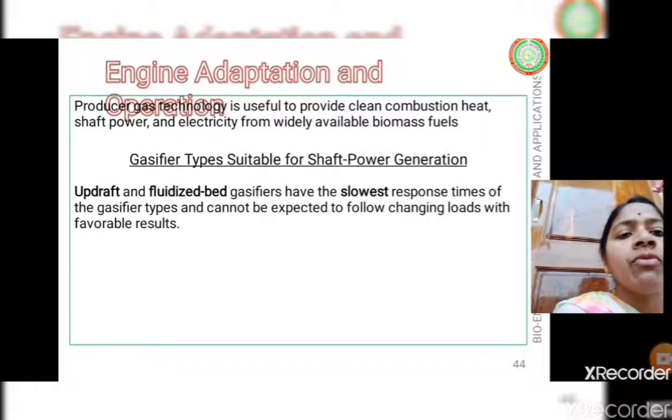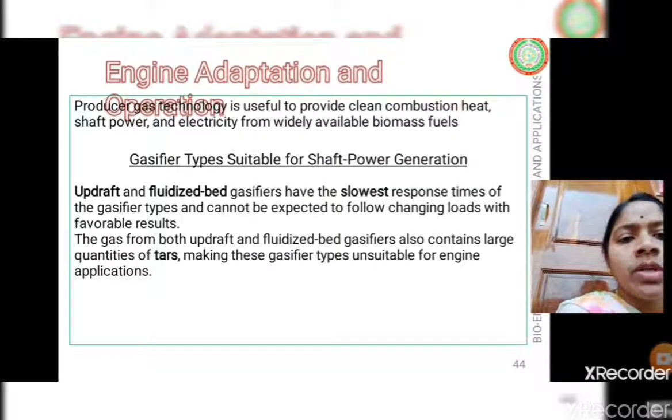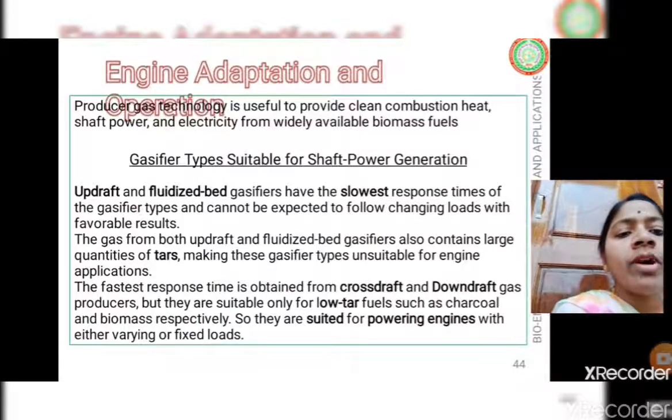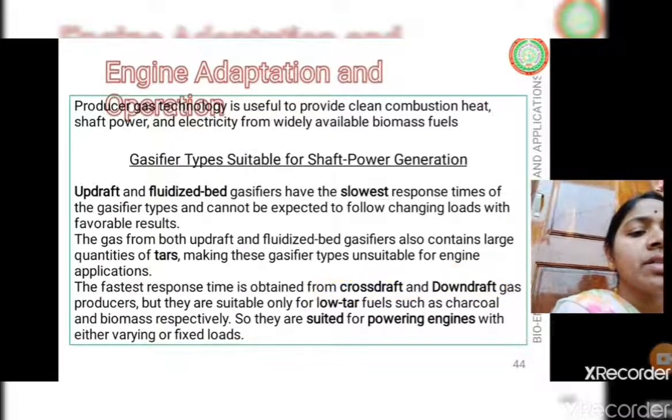Which gasifier type is suitable for this shaft generation? The updraft and fluidized bed gasifiers have the slowest response, as they contain more tar, and cannot be expected to follow the loads. The gas from both updraft and fluidized bed, as I told, is not suitable because of its tar content. The fastest response time, we can say, is from the downdraft and cross draft gasifiers, which can be best suited for shaft power generation applications.